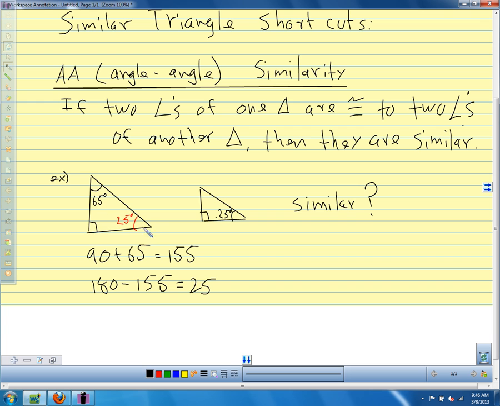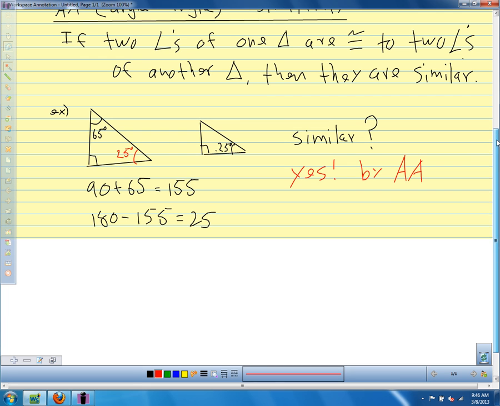So now I have two angles in this triangle congruent to two angles in that triangle. So my answer here would be yes. And we would say by angle, angle. So I found the missing angles, and I know that two of them match up. So that guarantees me that the triangles are similar. So let's look at another one.